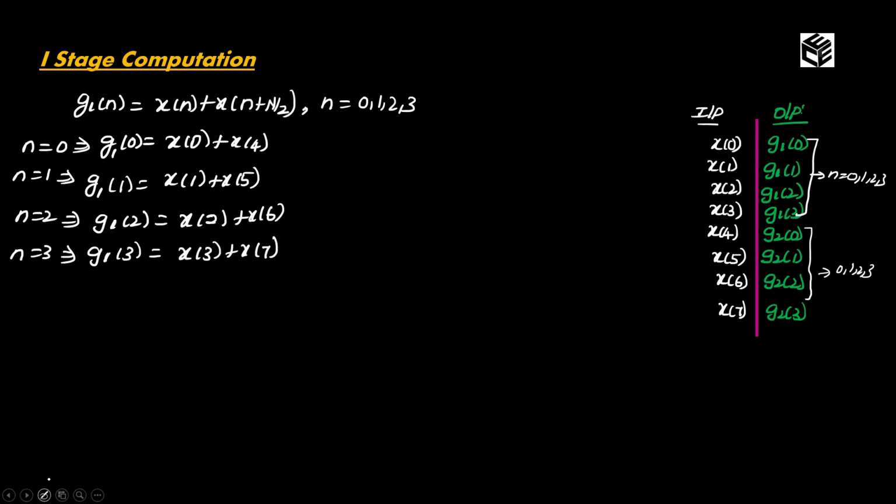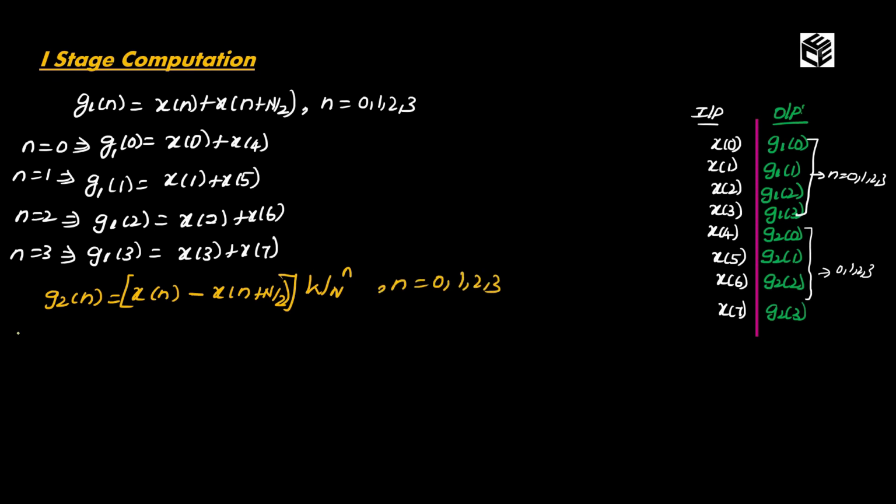Okay. Now I am going to write the expression for g2 of n. So for g2 of n, what is my expression? x of n minus x of n plus N by 2, which is multiplied by W_N to the power n. Now I am going to apply the values of n as 0, 1, 2 and 3. On applying n as 0, I will get g2 of 0 is equal to x of 0 minus x of 4 multiplied by W_N to the power 0.